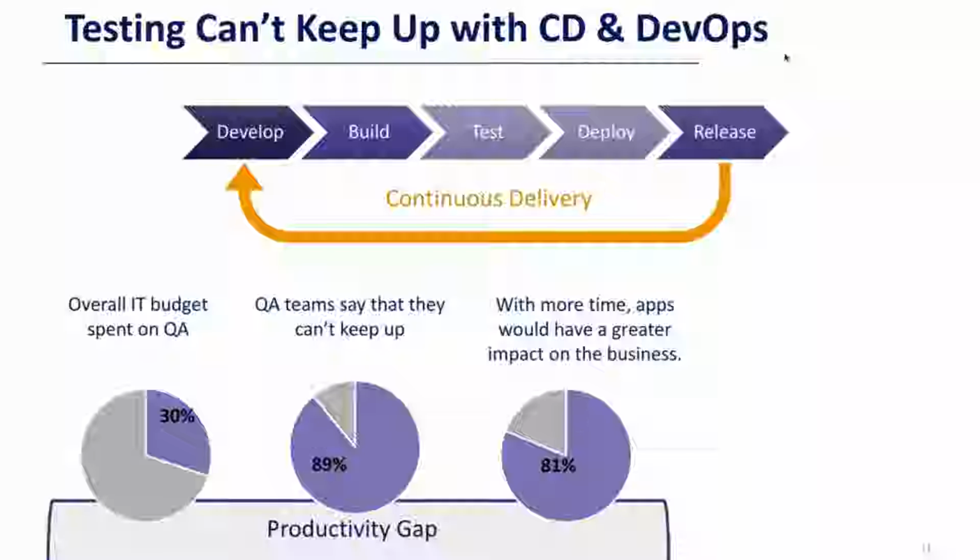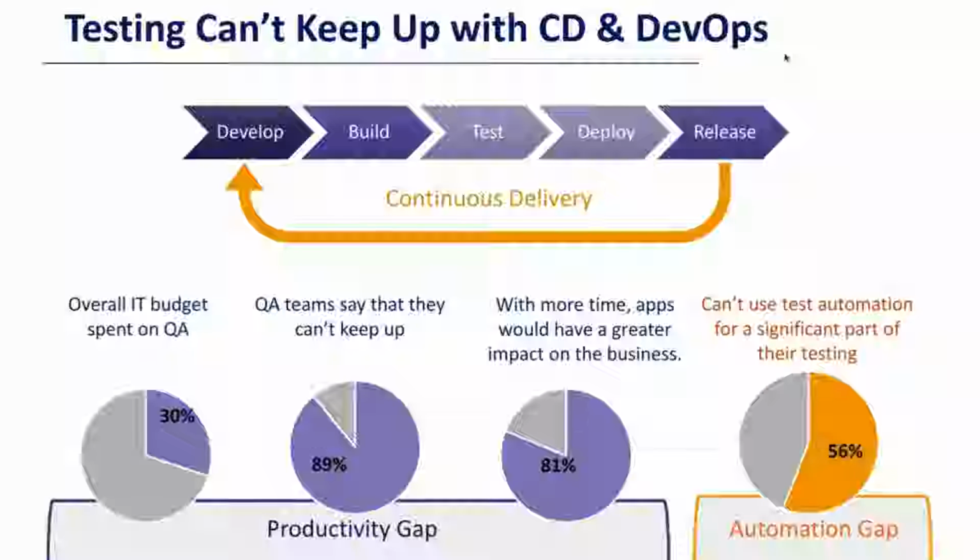However, you're not going to get more time. You're going to get less time. The time's ever decreasing. So you need to do more automation. Still, a large amount of testing is done manually. And if you look at another of my gaps, the automation gap, 56% of organizations say they can't use test automation for a significant part of their testing.